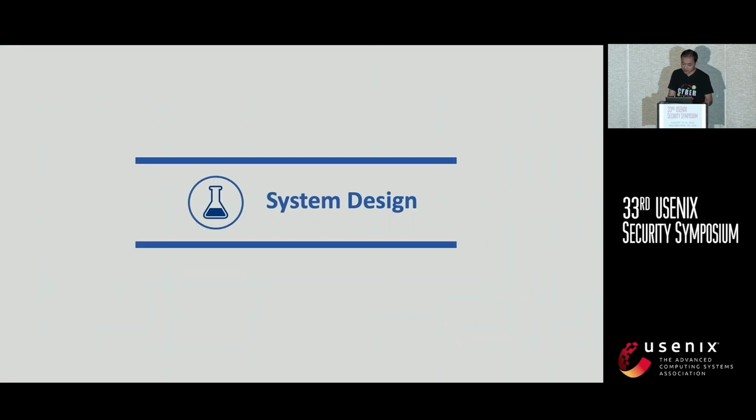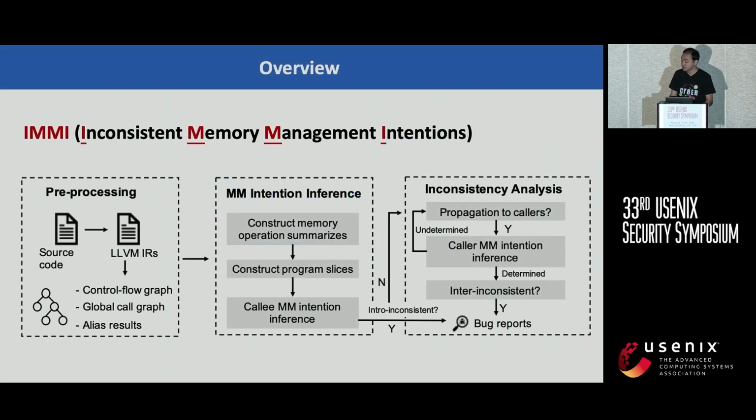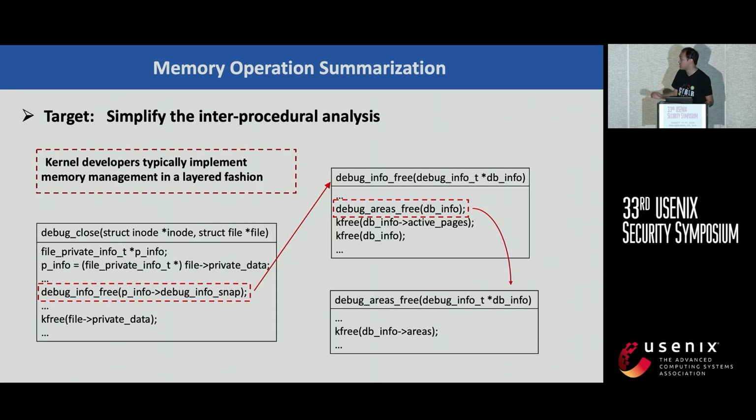And here comes our system design. This is an overview. The name of our tool is IMI, which stands for Inconsistent Memory management Intentions. We do some setup in our pre-processing, and the analysis part, the MM intention inference and inconsistency analysis, will be discussed in this section. So let's start with memory operation summarization.